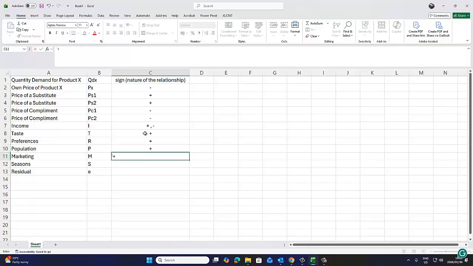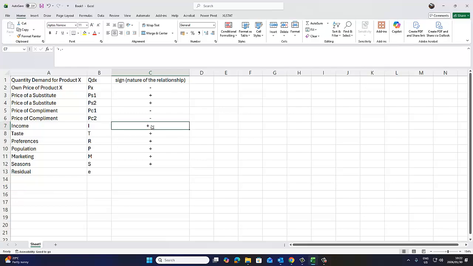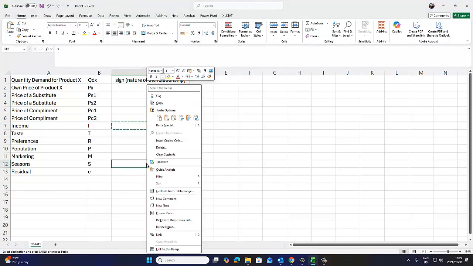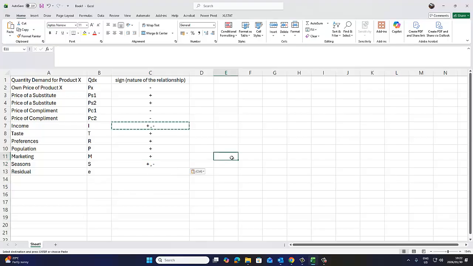Marketing, same. Seasons, depending on how you define it, but typically it will also be positive, and the residual is everything else. So a season could be positive or negative. Could be positive or negative. So for example, ice cream, if you define summer as seasons, then it's positive. If you define winter as seasons, then it's negative. So it all depends how you define seasons.